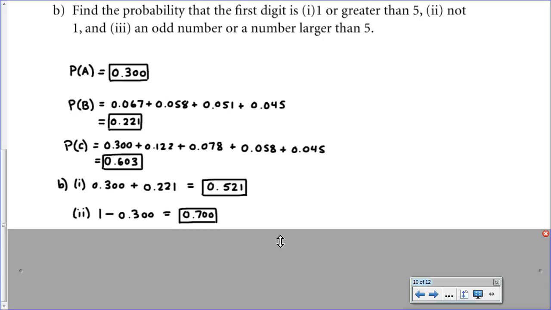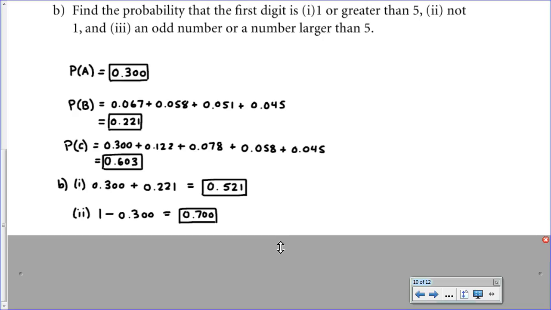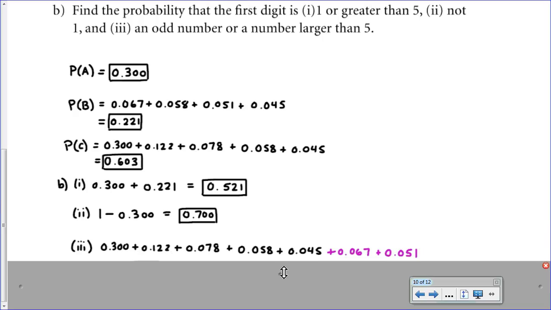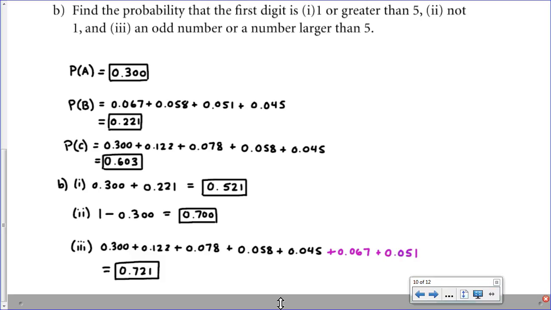Instead, I'm going to look to the table and just add together the probabilities of all the odd numbers plus the additional numbers greater than 5. So all the odd numbers are shown there in black, plus the 2 in purple, the 6 and the 8. So the probabilities of the even numbers that are larger than 5. And then that total is equal to 0.721.